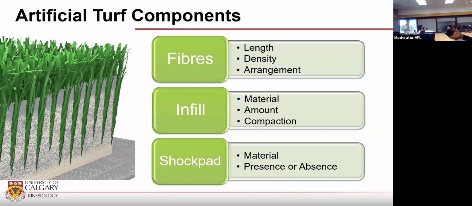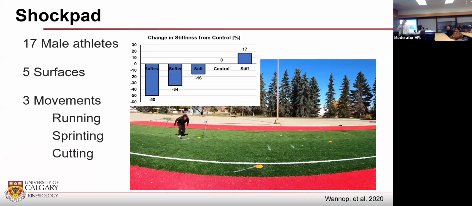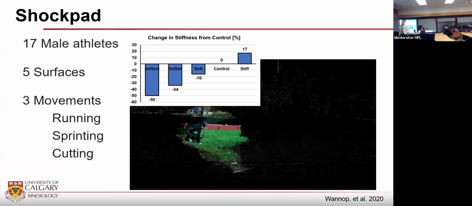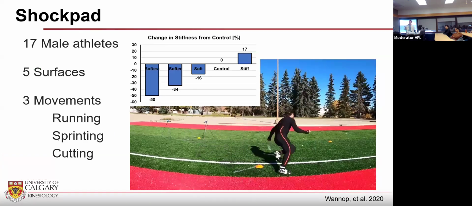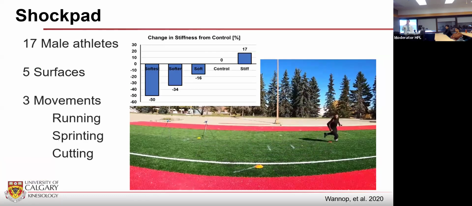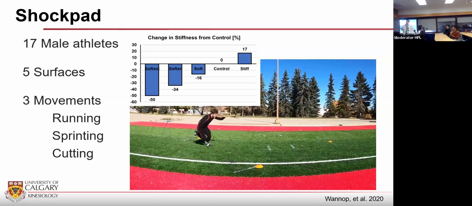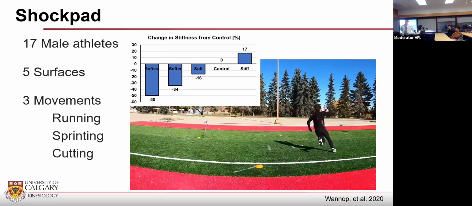So I'm just going to briefly highlight the main results that we saw with those studies. First, we examined the shock pad. We had 17 male athletes performing on 5 surfaces, and they performed continuous running, sprinting, as well as cutting movements on each of these surfaces. These surfaces had systematic changes in the underlying stiffness by changing or removing that shock pad. And it's all relative to the control, which is just the common surface that field turf would install in a sports setting. The main outcome of this project was to look at the athlete's performance. Did the stiffness of the surface alter their performance?